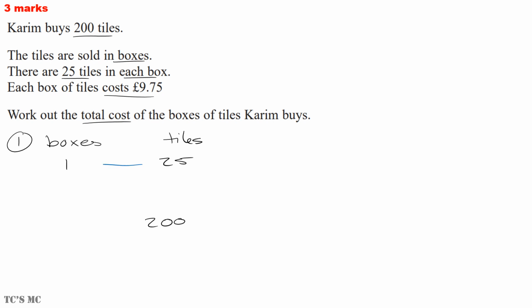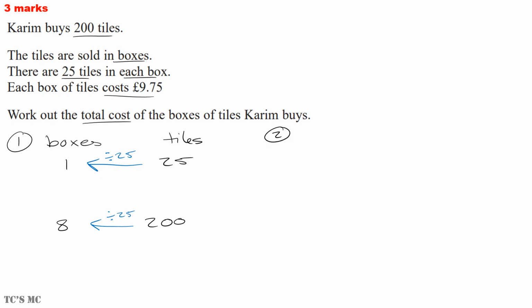If we go across, 25 divided by 25 gives us 1. Do the same over here. So now Kareem needs to buy 8 boxes. We now have 1 mark.